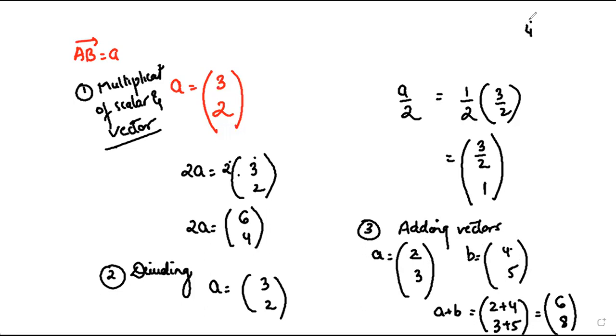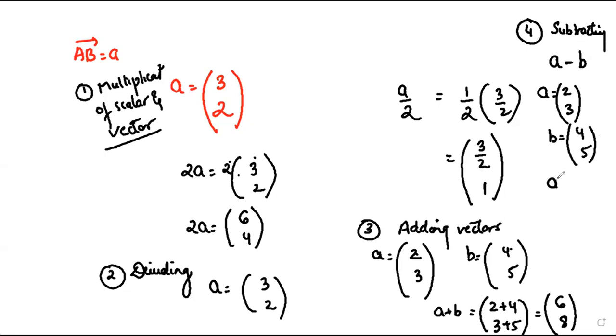And fourth one I'm writing here, I don't have much space, so I'm writing here. That is subtracting vectors. Subtracting vectors, so it will be a minus b. So if a is same 2 over 3 and b is same 4, 5. So a minus b will be 2 minus 4, 3 minus 5, which comes out to be minus 2 and minus 2. So simple, just how you add, subtract, multiply, divide the numbers, same you have to do.